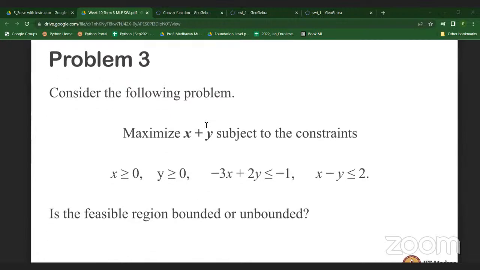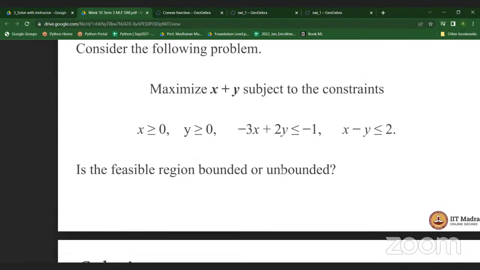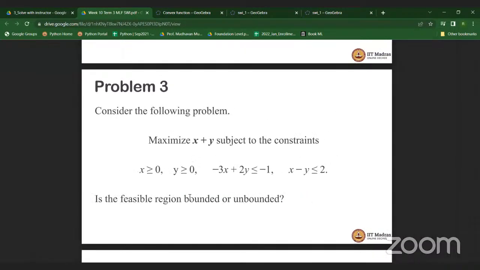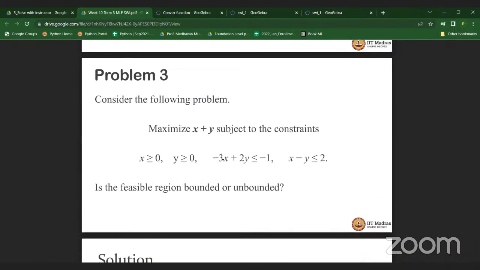So let's look at problem 3. We need to maximize x plus y subject to the following constraints: x and y both are greater than 0, and minus 3x plus 2y is less than or equal to -1, and x minus y is less than or equal to 2. They're asking, is the feasible region bounded or unbounded? So basically, for the solution we're getting, they're asking whether it is bounded or unbounded.